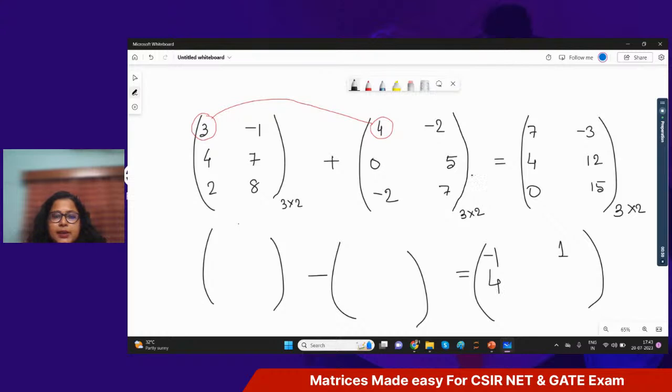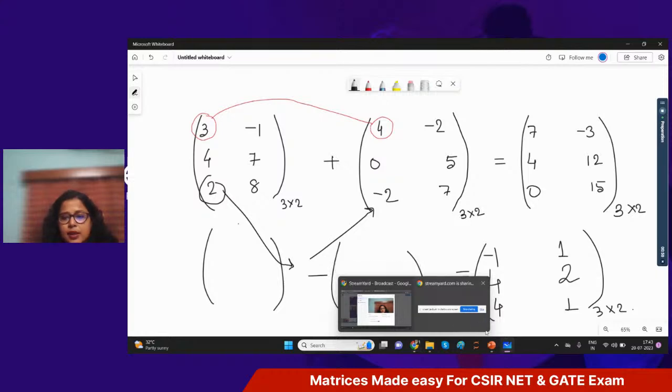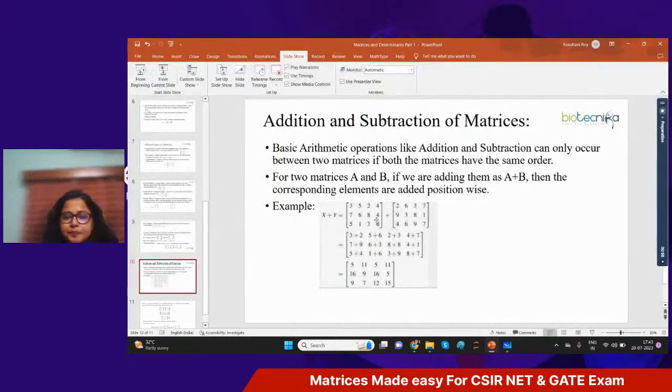Here 7 minus 5 will be 2. Here 2 minus minus 2, that is 2 plus 2, so that will be 4. Next 8 minus 7, that is 1. So this will be the result of the subtraction. Okay. So that is how we find the subtracted value or the difference of two matrices. Now let us get back over here again.